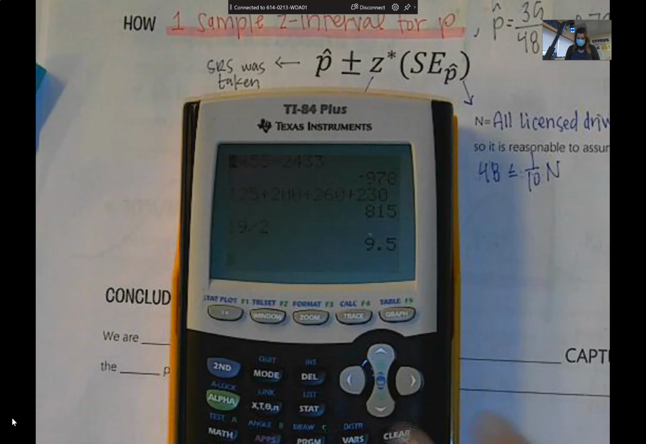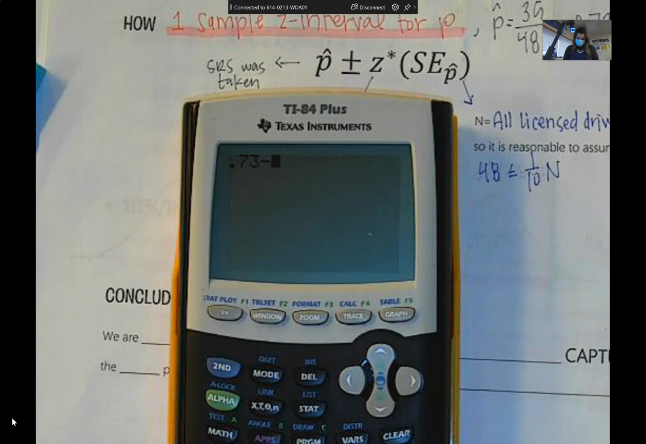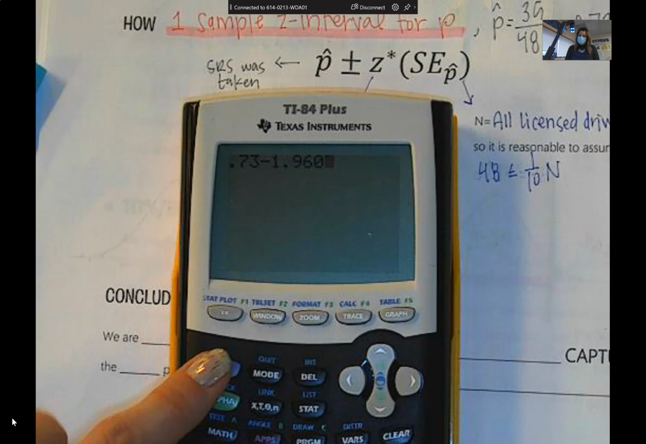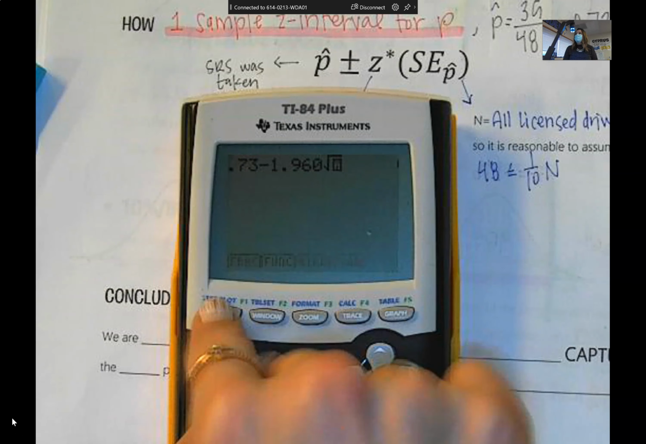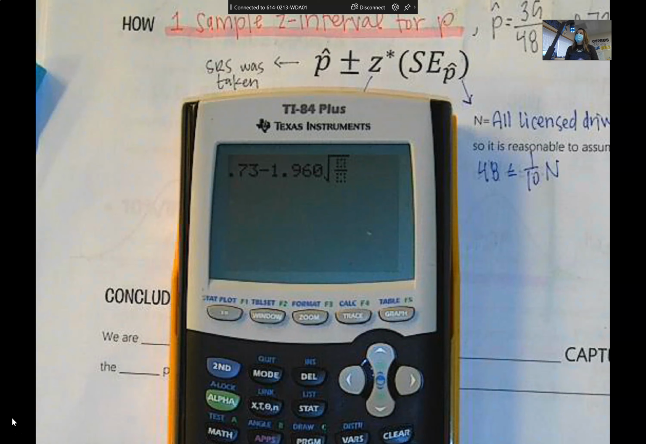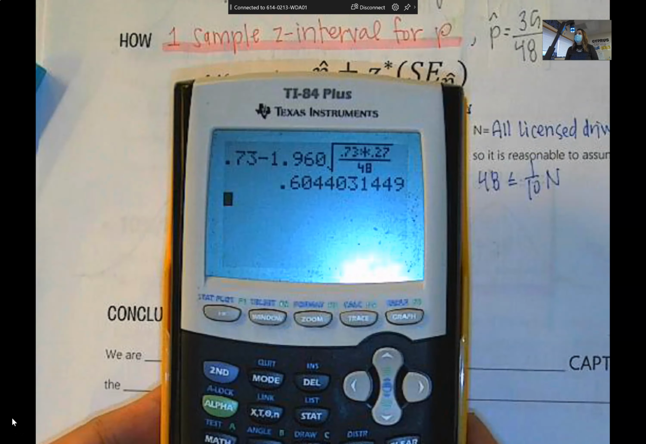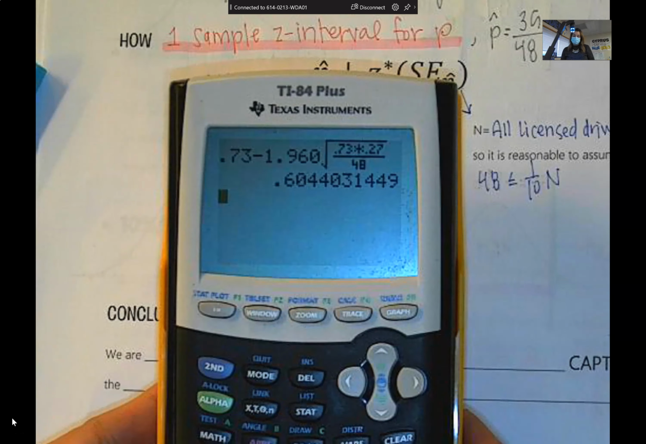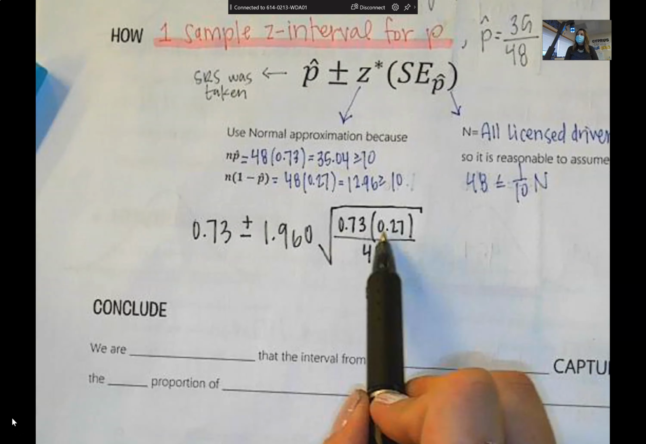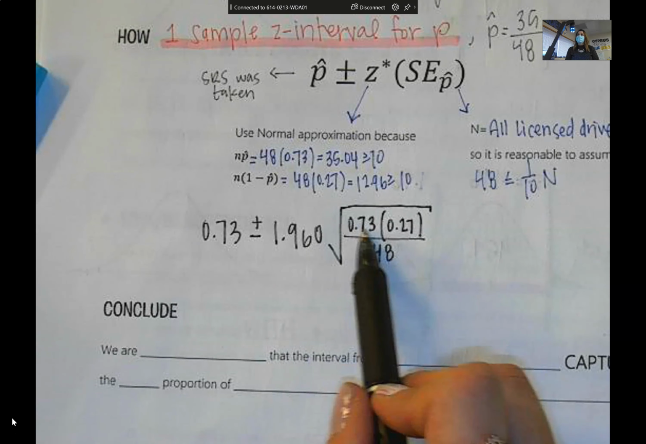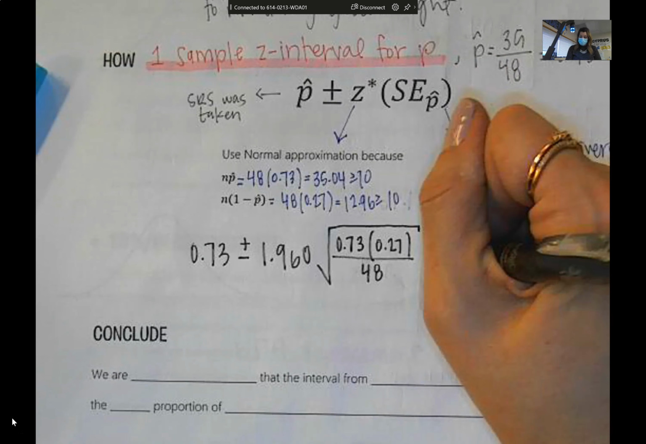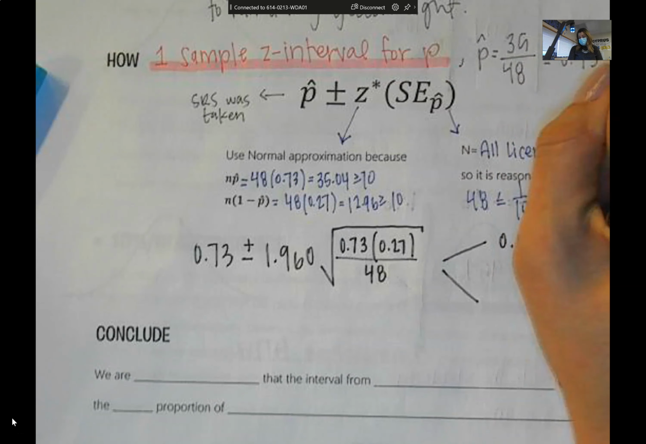So I do 0.73 minus 1.96, and then I do blue button, x squared, green button, y equals, and choose option 1 to get the fraction, because that's easiest for me. 0.73 times 0.27 all over 48, enter. And I get a lower bound of 0.604. I only round to two places here because it's easier than doing 7.29 and 2.81 or whatever it is. But once I go to make my interval, I usually do three decimal places.